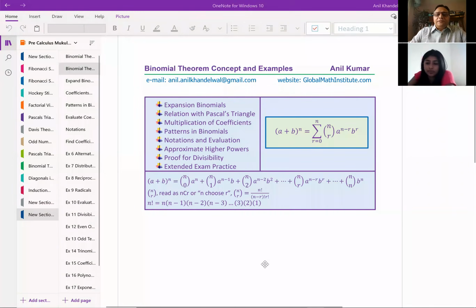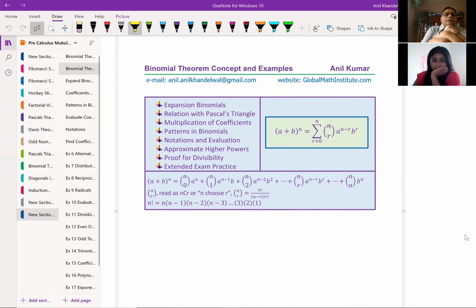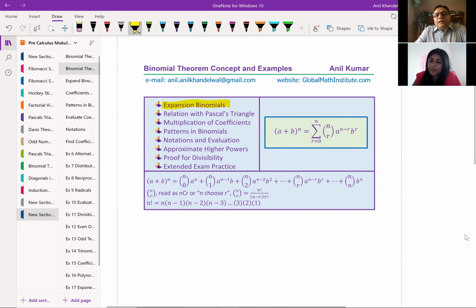We'll begin with the concepts. So here, you see my screen, right? Binomial theorem, concepts and examples. Today in the class, we will discuss how we expand binomials and how it is related to Pascal's triangle. We looked into this last time also. I hope you remember that. But we'll learn a technique of multiplying the coefficients that will make things simpler.